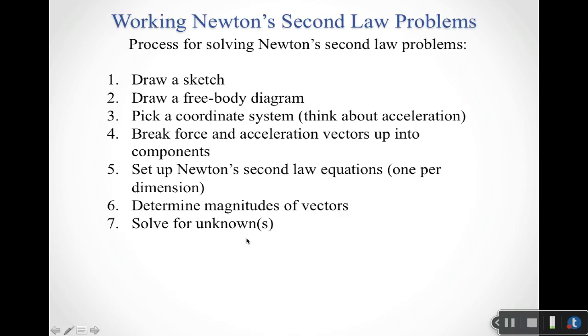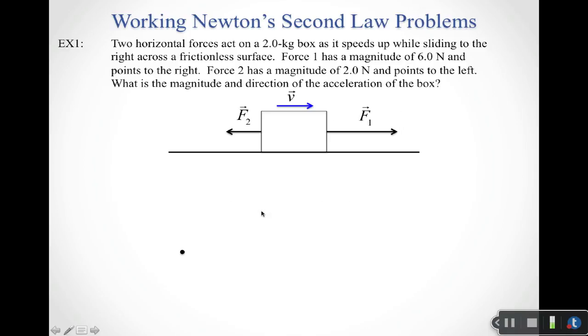And then the last thing we're left with is solve for the unknowns. If we've got a one-dimensional problem, then this is one unknown. If we've got a two-dimensional problem, then I'm going to have two equations, one for the x, one for the y, and I'll have two unknowns. So you can think of this as the flow chart for how we're going to work through a Newton's second law problem. In fact, part of what we'll do in class is emphasize the important questions that we need to ask at each step to make sure that we're doing that step correctly.